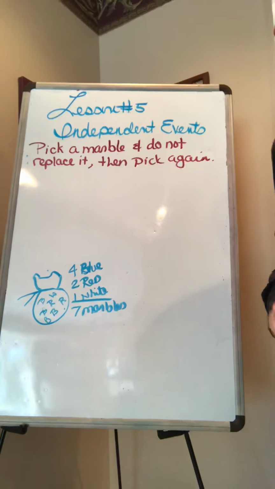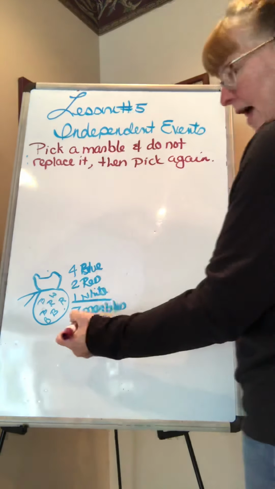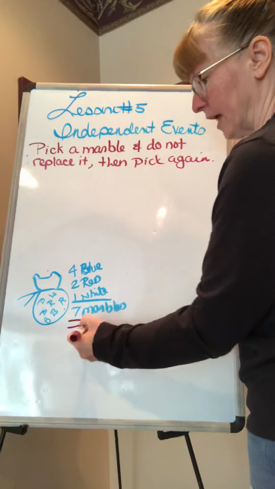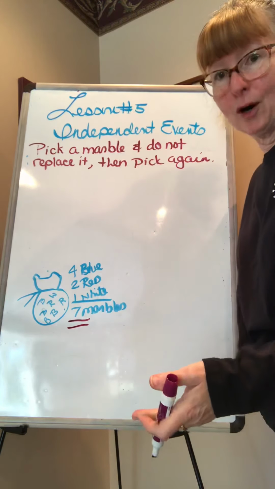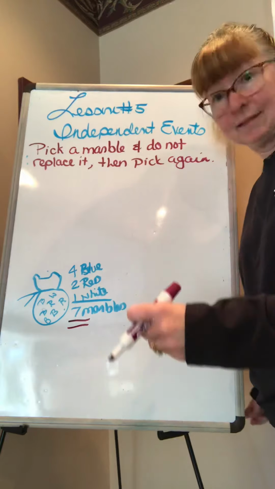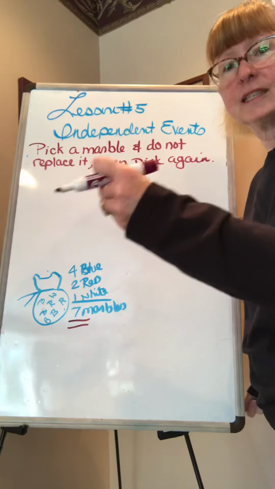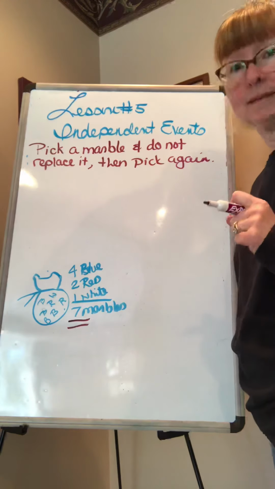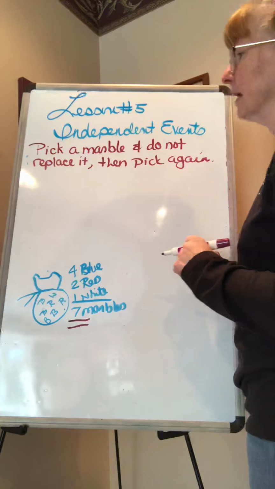So here we go. We pick a marble and we do not replace it. That means I change the sample space. If I pick a marble out of a bag with 7 marbles and then I don't replace it, my bag is down to 6 marbles. I changed my sample space. What happened second depended upon what happened first. I have the dependent item going on.